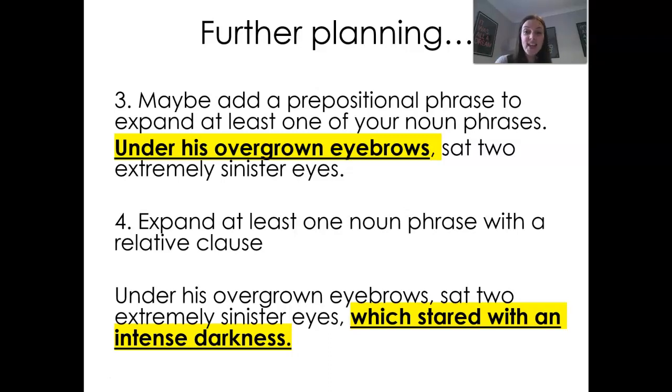And next up then, I want you then to choose at least one that you're going to expand with a relative clause. So this is going to come after your noun phrase and using a word such as that, or which, who. So under his overgrown eyebrows sat 2 extremely sinister eyes, which stared with an intense darkness. Okay, over to you. Add in some prepositional phrases and a relative clause.